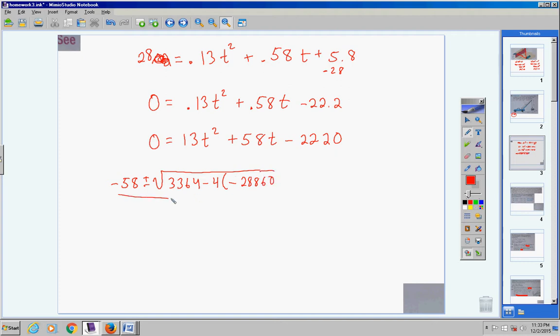All over 2A. A is 13. 2 times 13 is 26. Now, we have a negative times a negative here, which is a positive. Negative 4 times negative 28,860. So let's see what we get here real quick. Multiply those together.